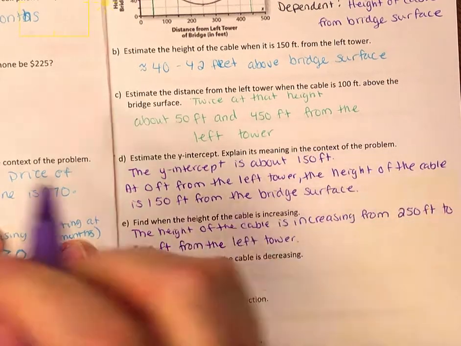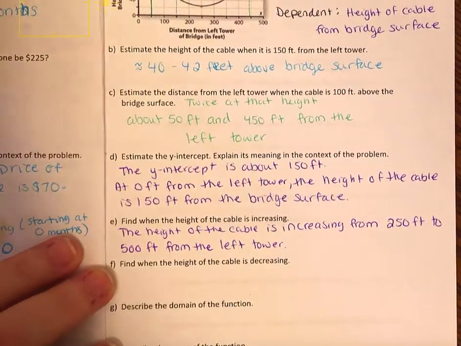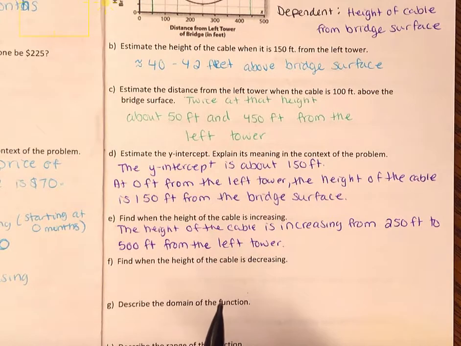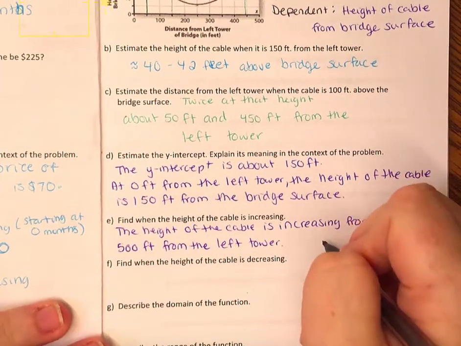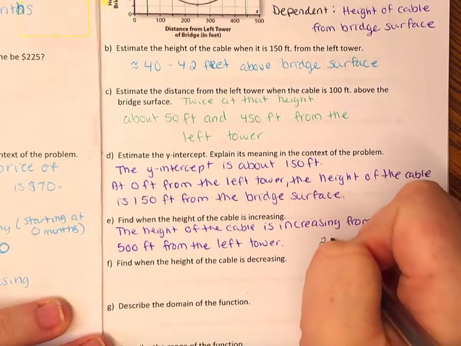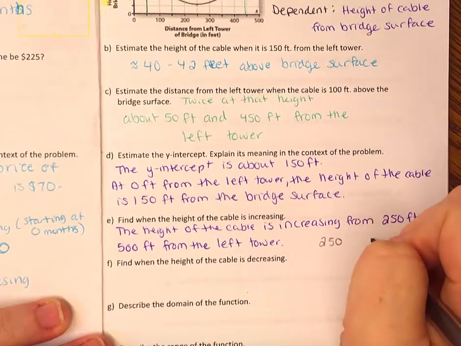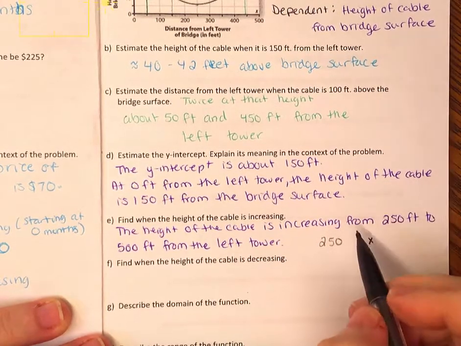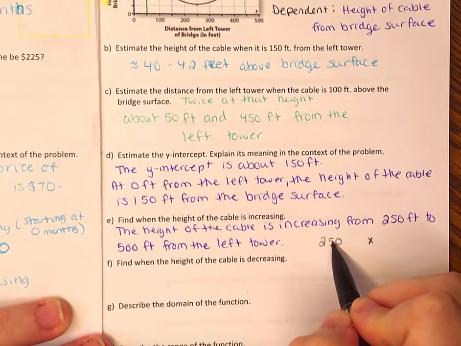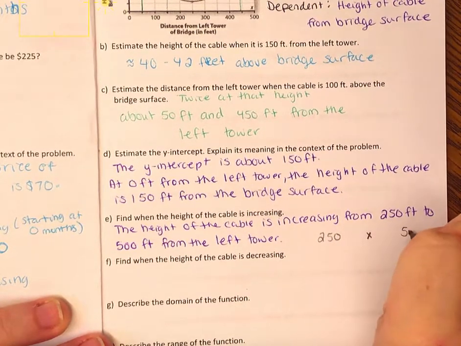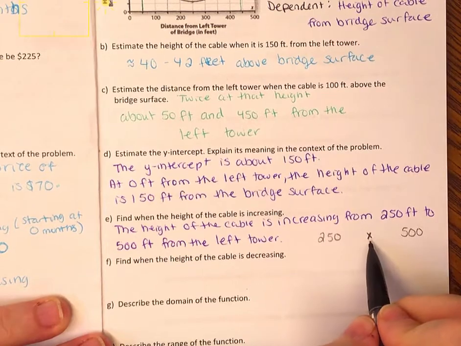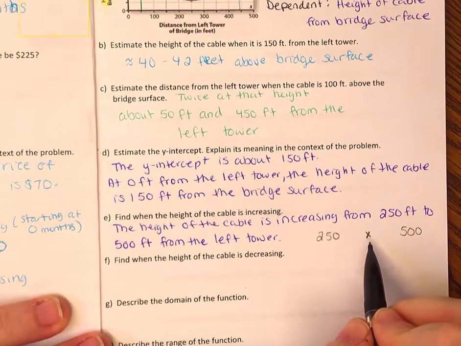Now, to write this as an interval itself, because we have a starting and a stopping point, we would write our inequality as we'd put our starting point, 250. We have our x's in the middle because all of the x's are increasing between 250 and 500. So in order to make this into an actual interval, we need our inequalities.